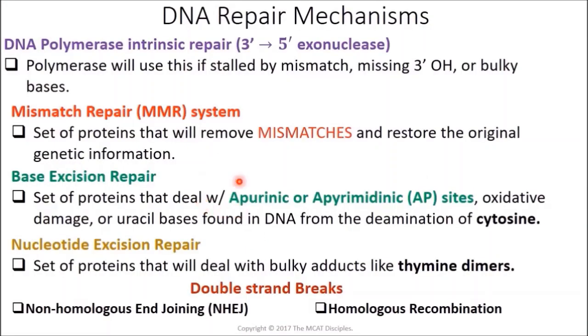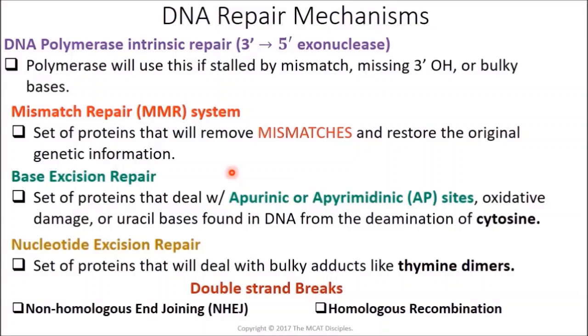All right, so now we'll briefly go through DNA repair mechanisms. I'm not going to go into any molecular detail here. I'm just going to go through what recognizes what. So DNA polymerase has an intrinsic repair mechanism. It has a 3' to 5' exonuclease domain. Polymerase will use it if it's stalled by a mismatch, by a missing 3' OH or a bulky base.